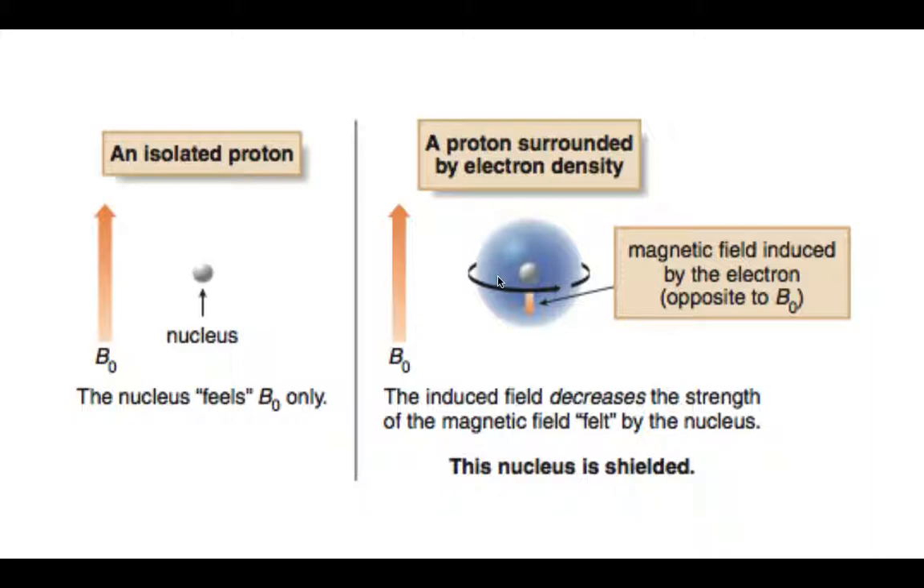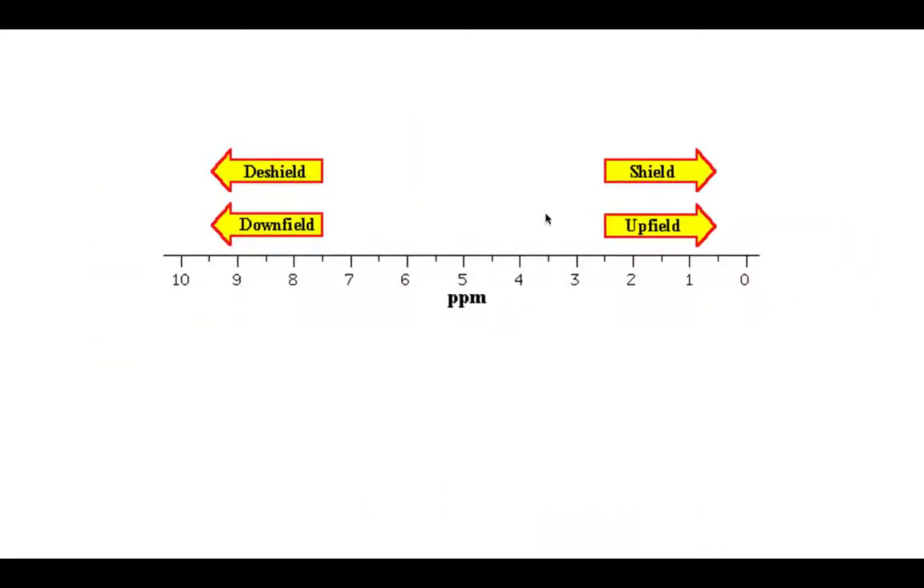We're going to look at that on this axis here, where hydrogens that have a greater electron cloud around them, that have greater shielding, are going to show up to the right down here, and we call that upfield.